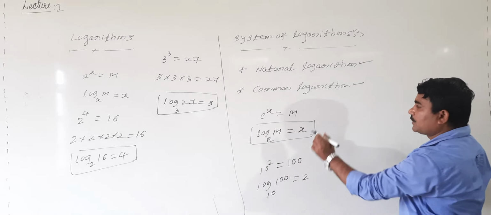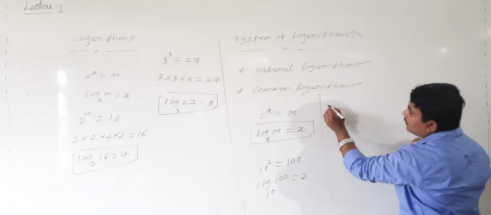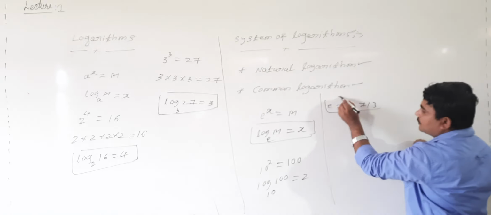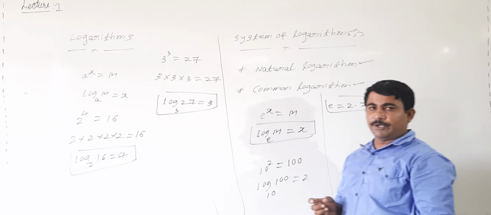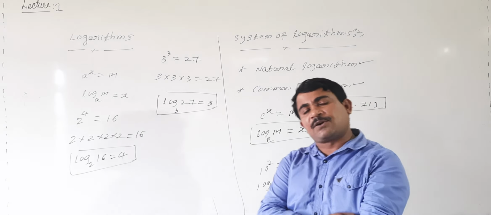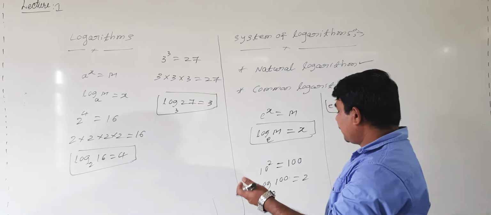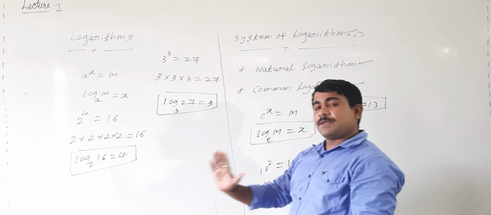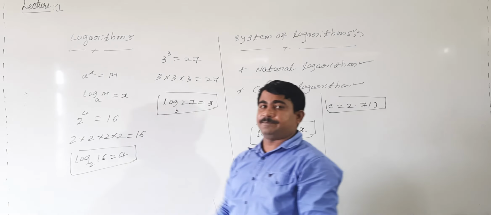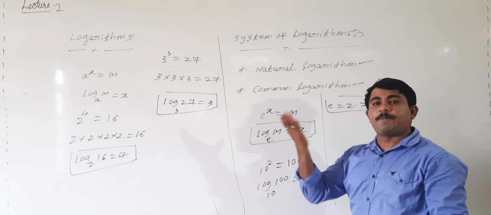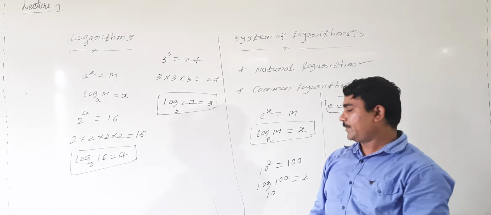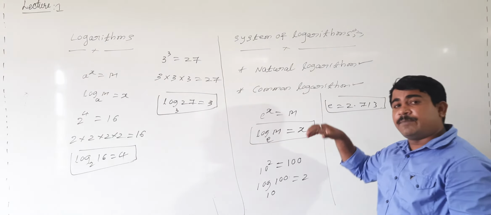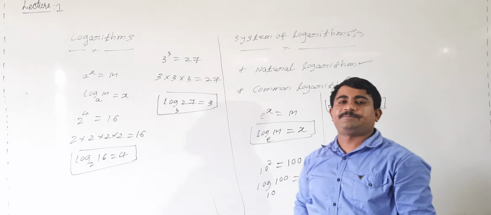ಈ ಬೆಲೆ ಎಷ್ಟು ಆಗಿರ್ತದ ನೋಡೋಣ. e equal to this value 2.713. This is constant. It is a constant value. Then see students, we said that a raised to x equal to m, then x is called logarithm of m to the base a. But this natural logarithm can be converted into common logarithm.